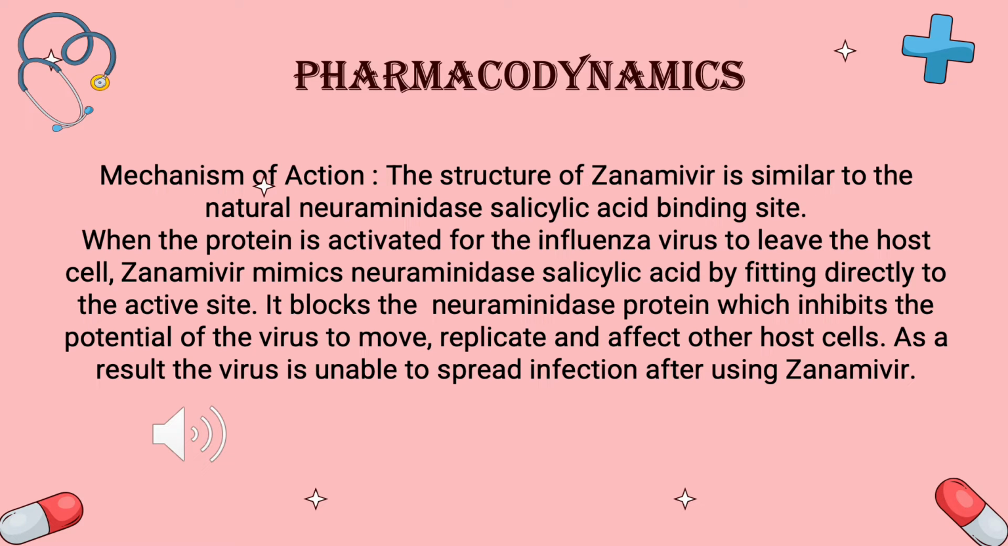Let's move on to pharmacodynamics. The structure of Zanamivir is similar to the natural neuraminidase sialic acid binding site. When the protein is activated from the influenza virus to leave the host cell, Zanamivir mimics neuraminidase sialic acid by fitting directly to the active site. It blocks the neuraminidase protein, which inhibits the potential of the virus to move, replicate, and affect other host cells. As a result, the virus is unable to spread infection after using Zanamivir.